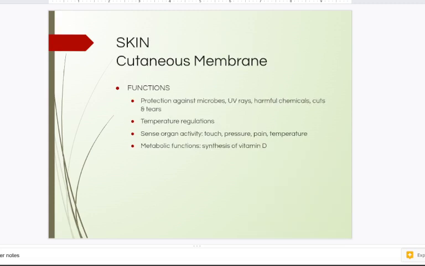All right, now here we are going to introduce the cutaneous membrane, which we're going to be talking about the most this chapter, considering we are speaking of the integumentary system. Functions of the cutaneous membrane are to protect against microbes, UV, harmful chemicals, cuts, and tears. So it's going to separate our internal environment from the external environment that we all live in.